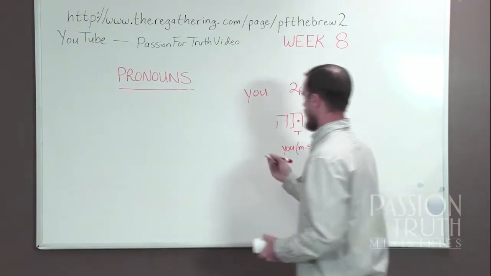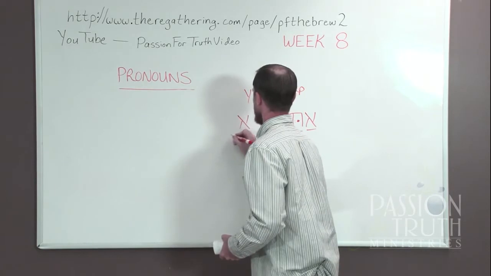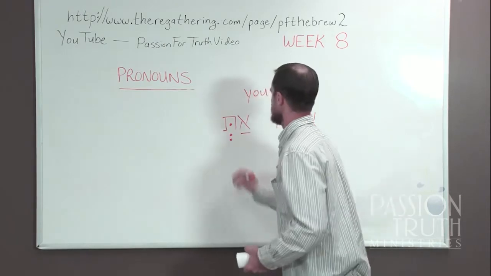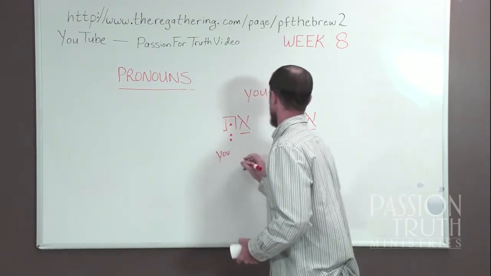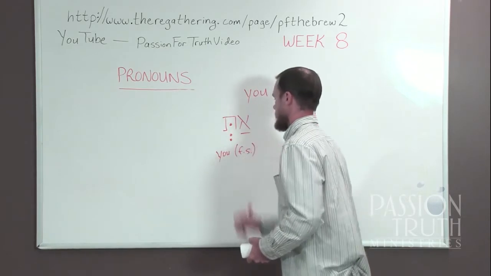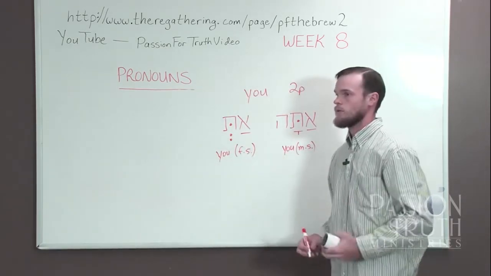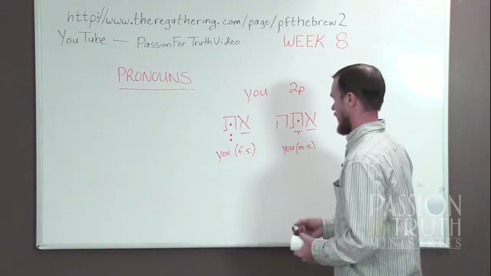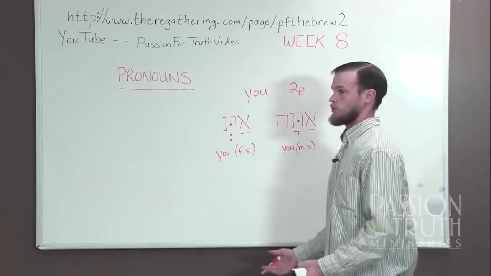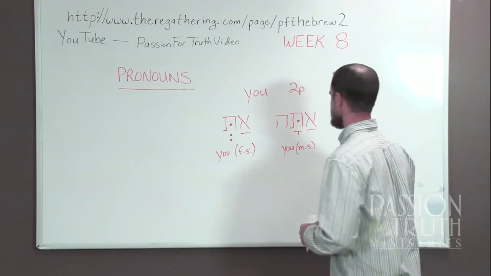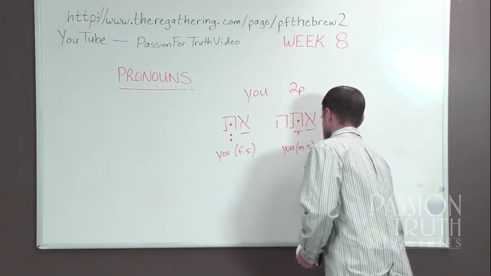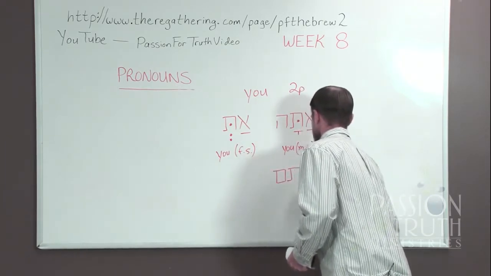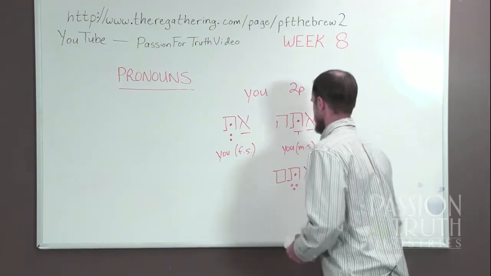A woman is at. At is the feminine singular. So ata and at, that's the differentiation between masculine and feminine. But then a group, we're talking to you all, or you plural. A group of men or a mixed group is atem.